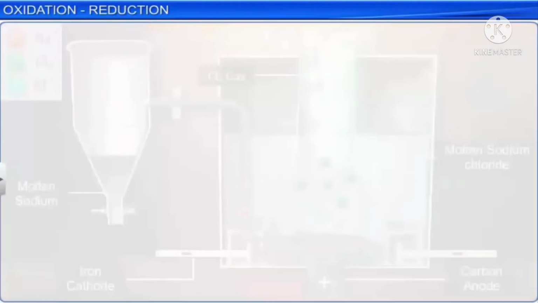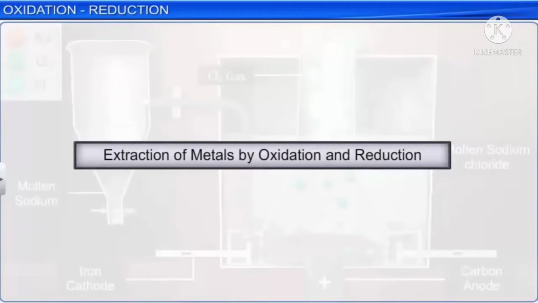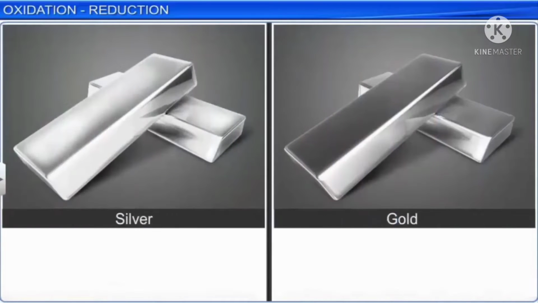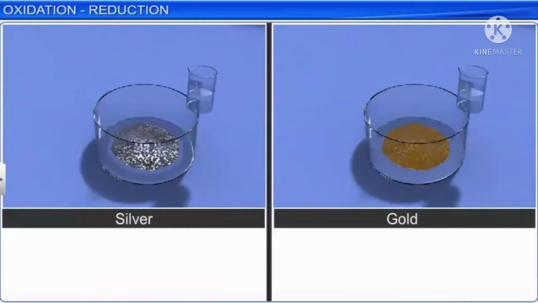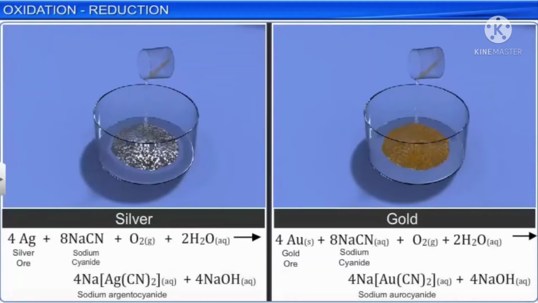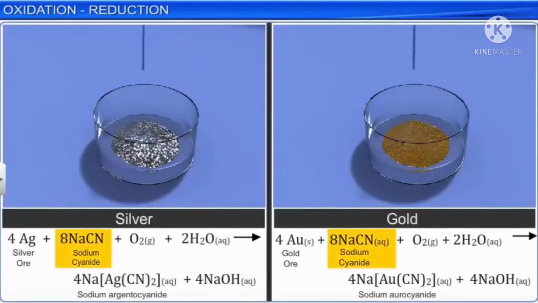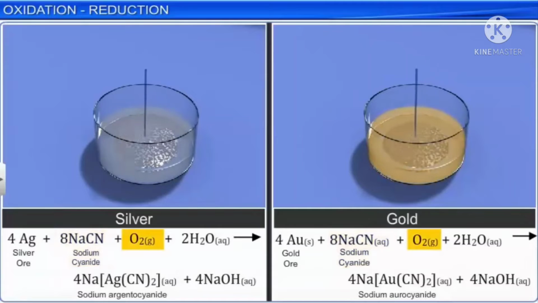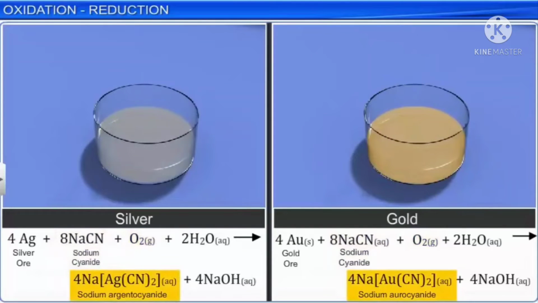Let us now see how metals are extracted by both oxidation and reduction. You have already studied that gold and silver are extracted by leaching their ores by cyanide ions. During the leaching process, silver and gold are treated with sodium or potassium cyanide in the presence of air to form the respective soluble complexes. In the process, silver is oxidized to silver plus 1 and gold to gold plus 1.